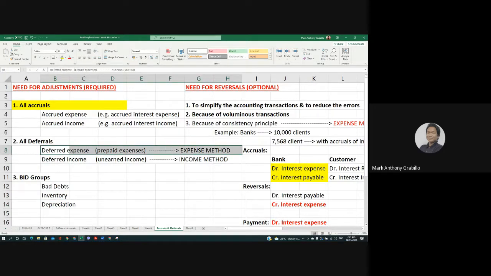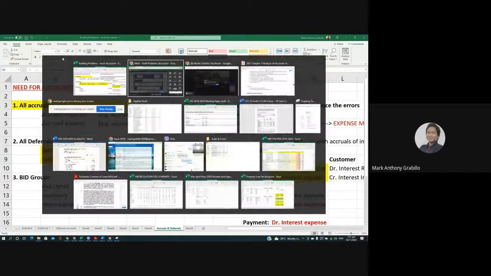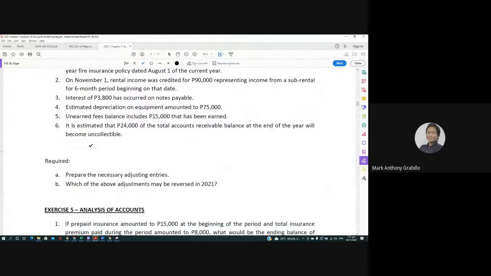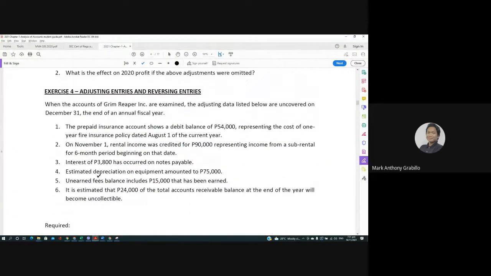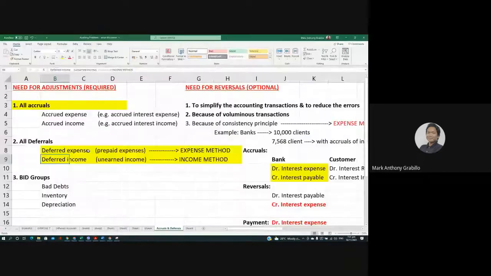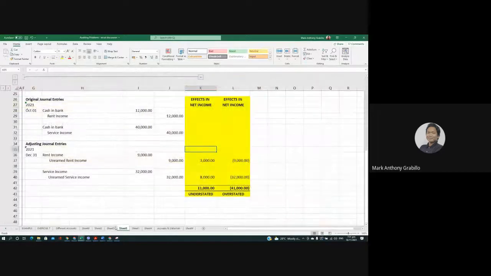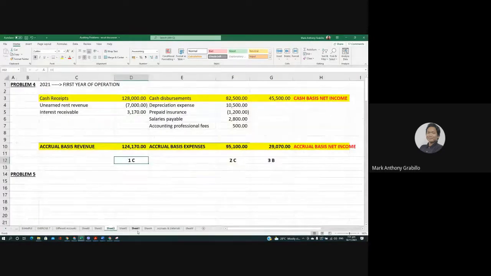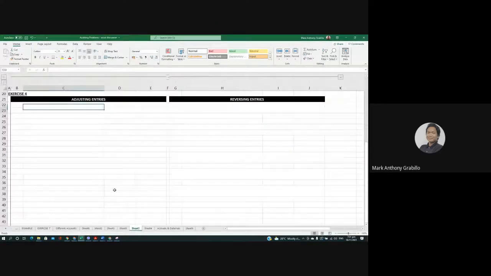Okay, so lagyan natin dito, emphasize natin. Ito yung mga need for reversals: all accruals and then deferrals under expense method and income method. So let's go back to our problem. Prepare the necessary adjusting entries. So try natin number 4, exercise 4.